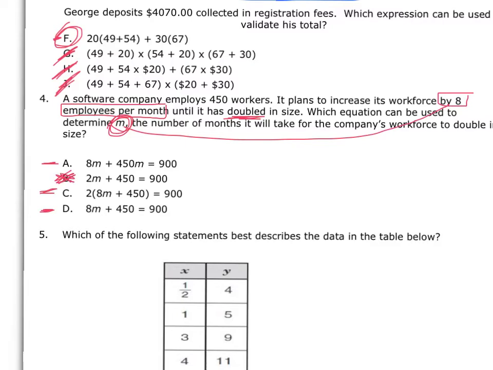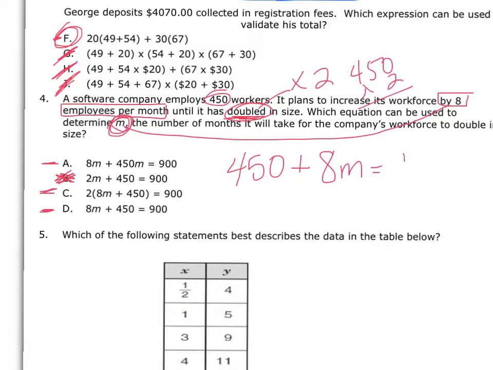So basically right now it has 450, and then it's going to increase by 8 per month. So we have 450. Increase means add 8 per month until it has doubled in size. So we know our company wants to double. That means times 2. So I do 450 times 2, and I'm going to get 900. So something like this should be what our equation looks like.